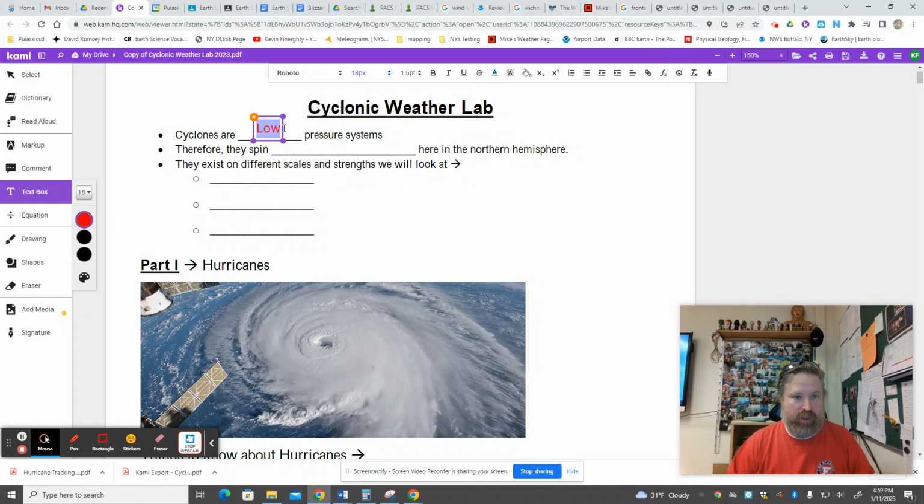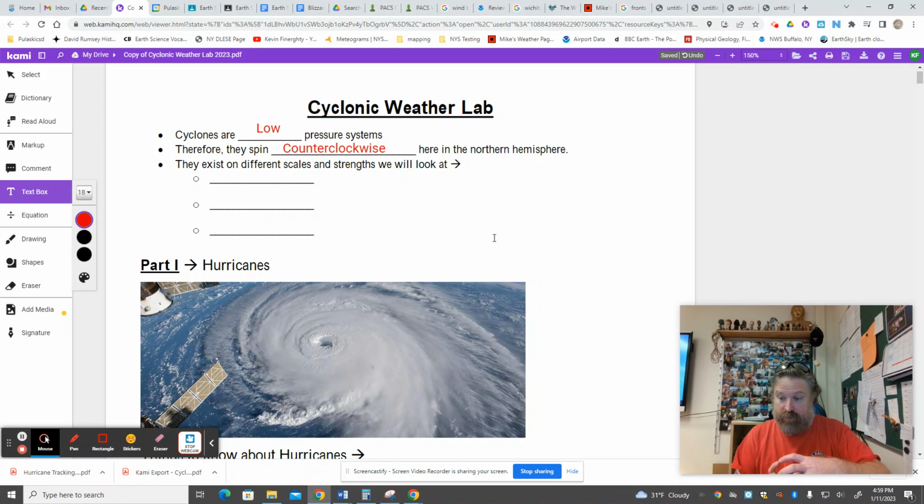So these three low pressure systems that we'll study in this lab, I'll spin which way here in the Northern Hemisphere. You could use your cheat sheets and look it up. I could also just tell you. They go counterclockwise around the low. So they pull the air in and then it gets spun counterclockwise around it thanks to the Coriolis effect.